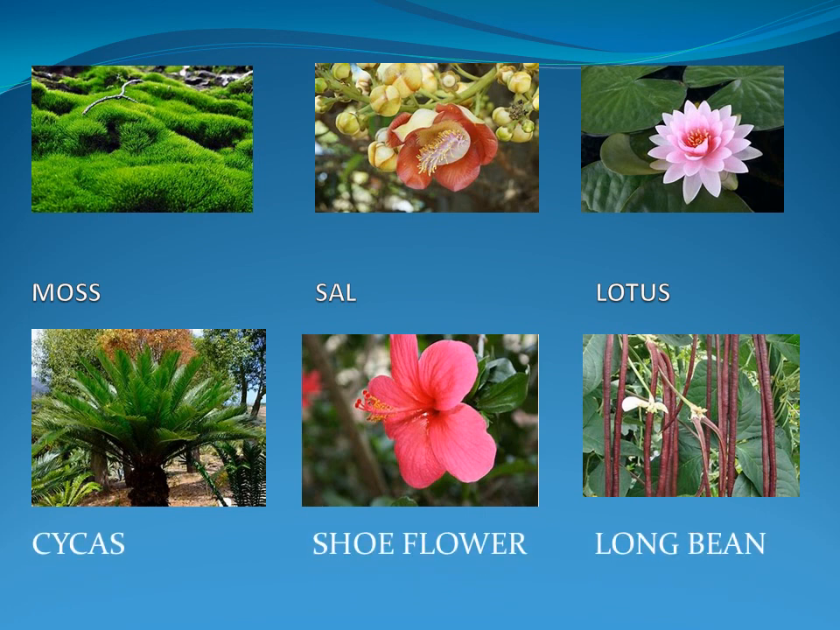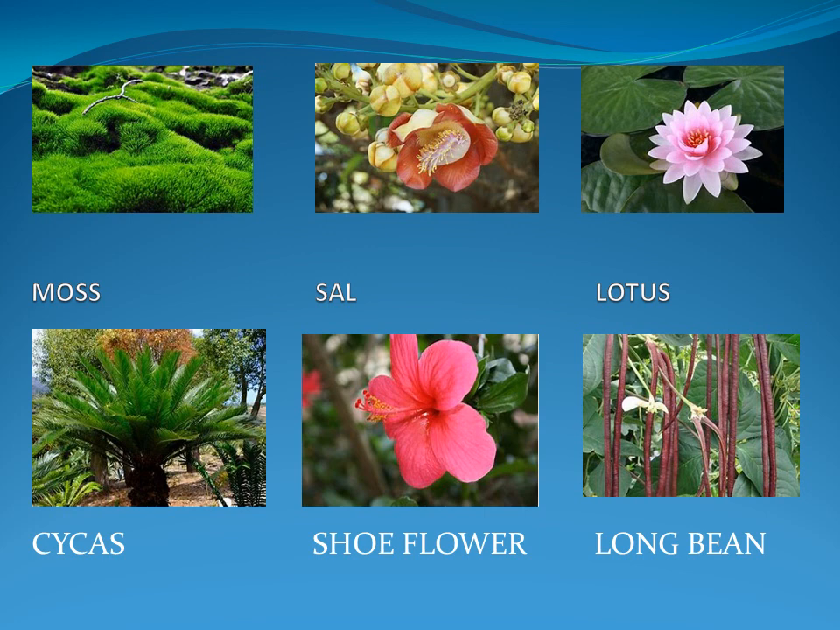So cycas, shoe flower and long bean. If you are talking about cycas, it's a non-flowering plant, and you can see there are some nice leaves going away. And shoe flower is a flowering plant. If you are talking about shoe flower, I can see there are five petals in shoe flower, and it's a nice picture. So guys, long bean.